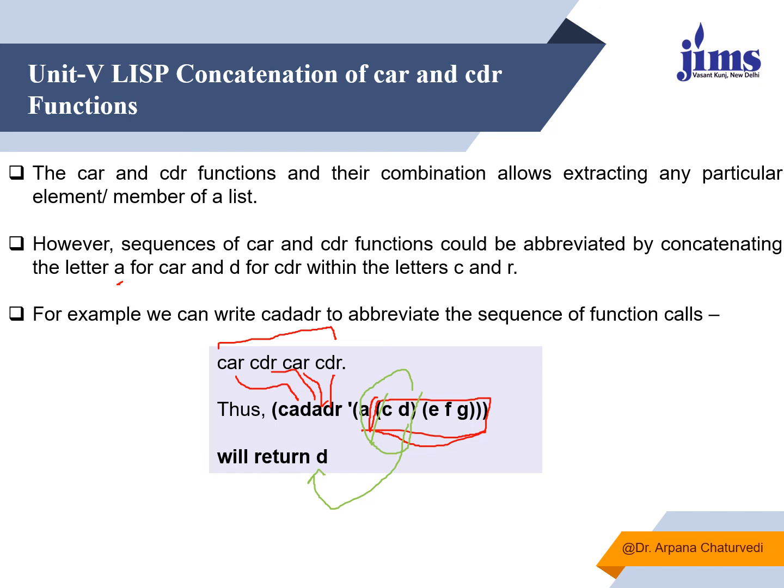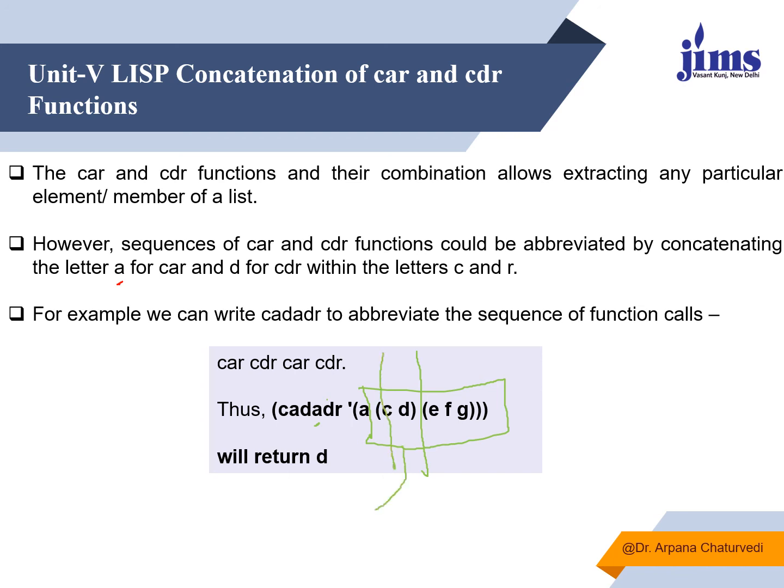This is how you will be extracting. Just see carefully. First of all, we find CDR, which is the rest of the elements except the first. Now we have to do car. Car means the first element, that is C, D. Now again you have to say CDR, which means the last element, so you are left with D. So this is how you can extract.